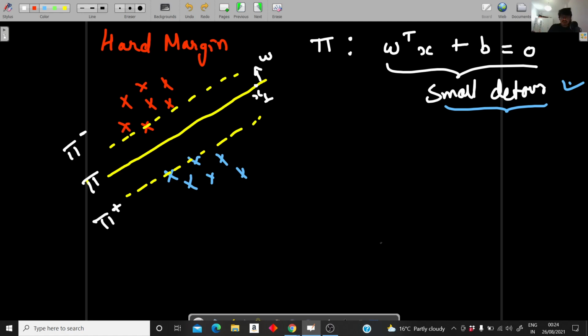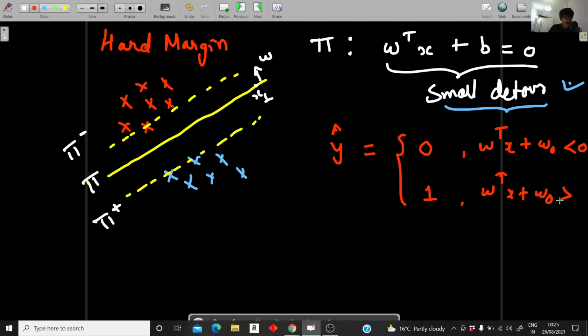Now, what will linear SVM do? Linear SVM will predict our y hat based on this: if my W transpose X plus B, or let me write W naught now, which is the bias term, is less than 0, we'll say that my data point is negative or class 0, and it will be 1 if my W transpose X plus W naught is greater than or equal to 0. You can even write B here, the bias term doesn't matter.